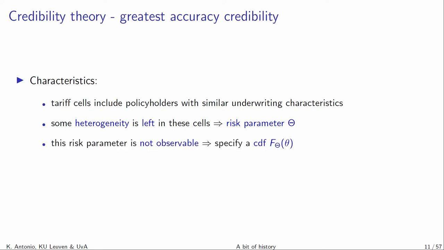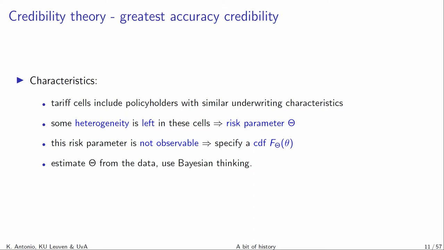It's not observable. So we're going to draw these risk parameters from a common distribution. I'll have a common distribution, and from that distribution, I will get a theta for Arne and a theta for Leni. We're going to estimate the theta from the data using Bayesian thinking.